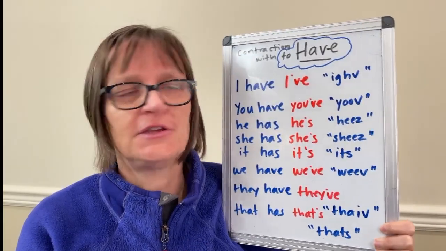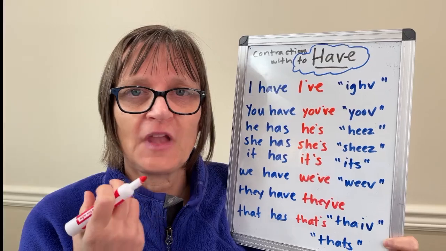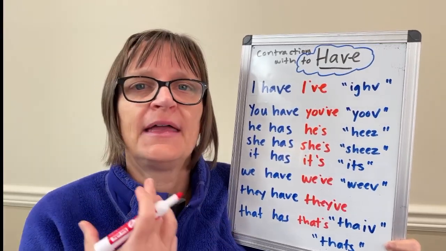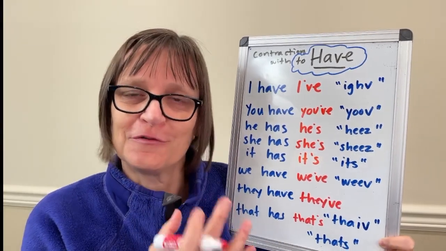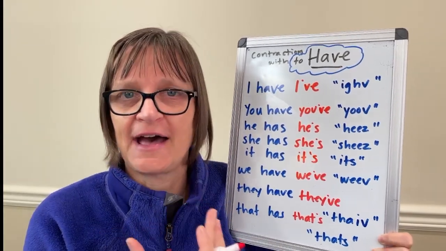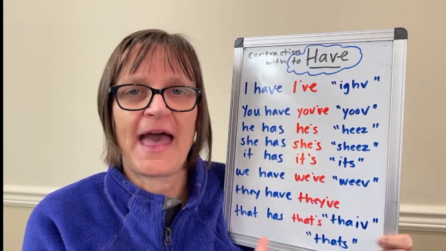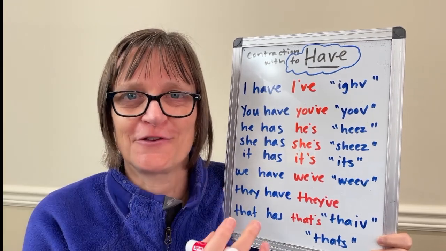So the times that I use contractions, like I've been busy, I've been going there for years, he's been having that problem, is when we have multiple verbs, right? So if I just say I have, yes, I have, I'm going to use the full verb have. I don't say yes, I've. We only contract when there's another verb coming.